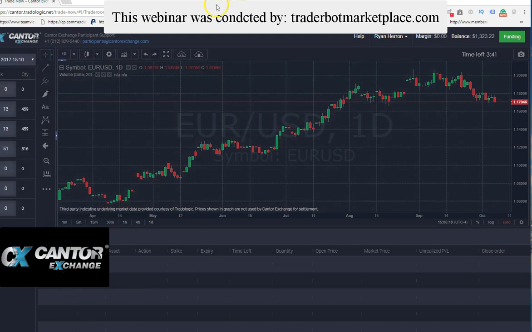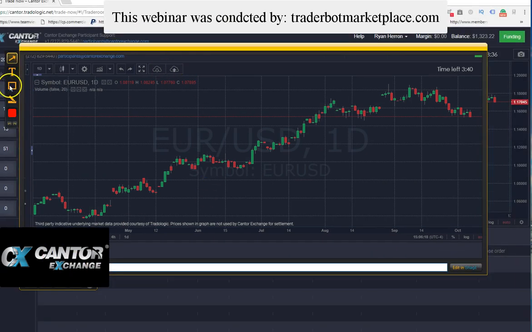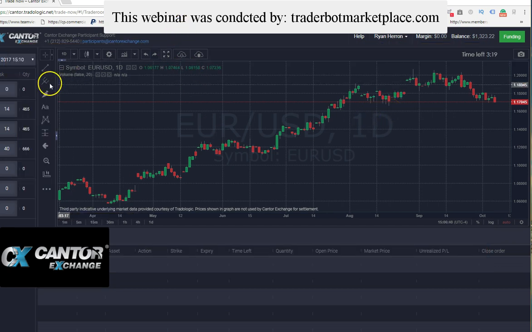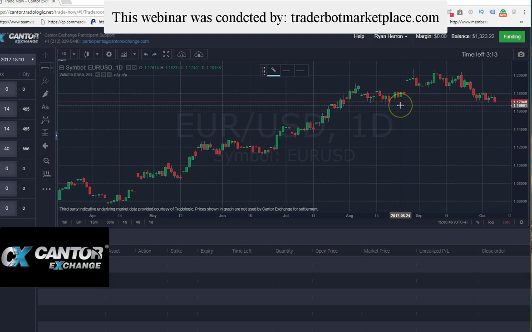So if we were going to be doing some type of analysis on this, we would draw a line right here at support and extend it on out into the future. Hang on. There we go. So right here is the support. Right here you can see the support, and I'm going to go in here to the chart and draw a line on the chart now. Horizontal line. We've got the support right there.